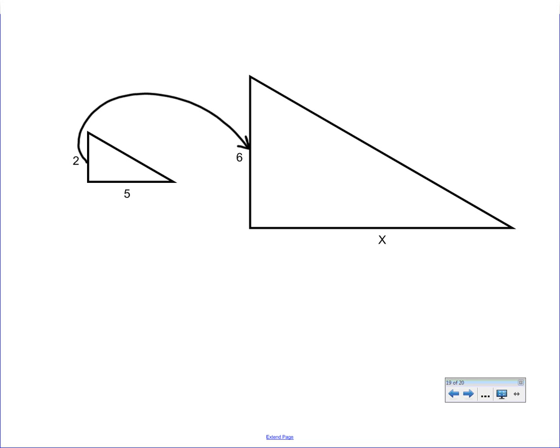So 2 times something gives me 6. Well, I recognize right away that that's 3. So 2 times 3 gives me 6. So if this side here is 3 times bigger, then this side also has to be 3 times bigger. So 5 times 3, x must be 15.